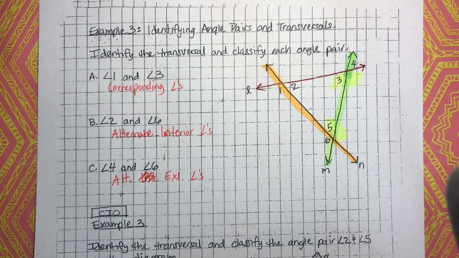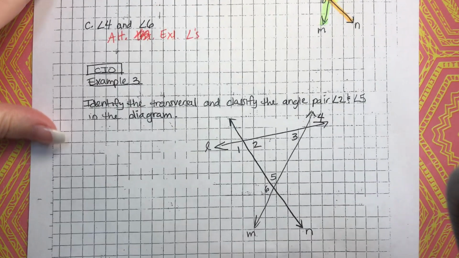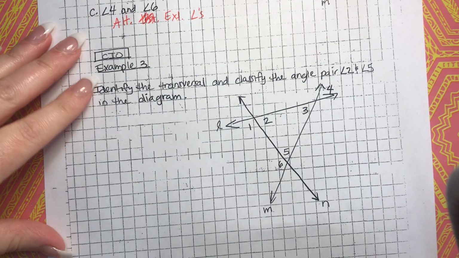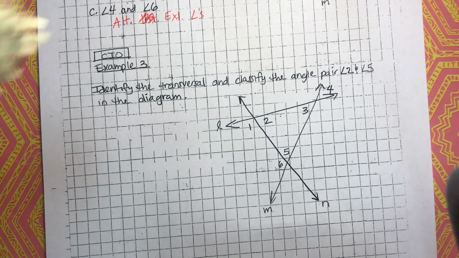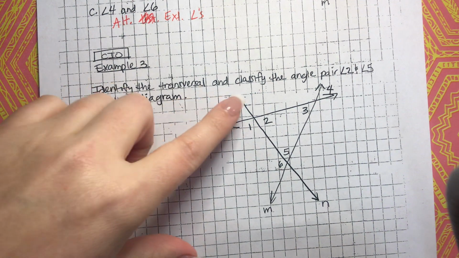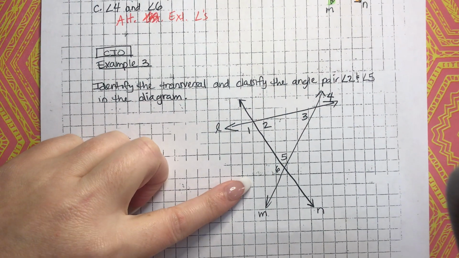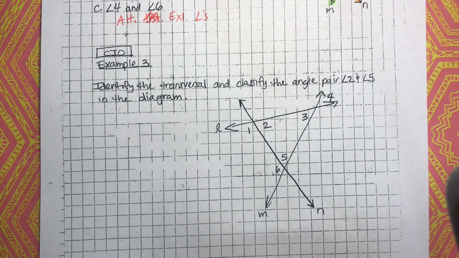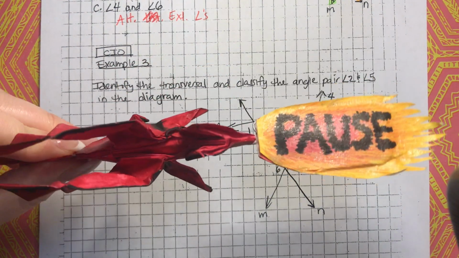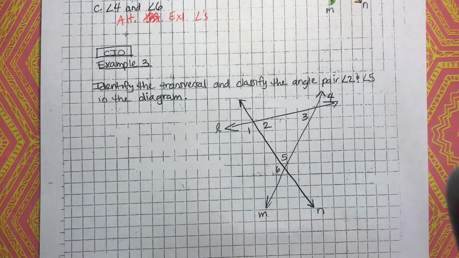Okay? Perfect. So now it's your turn to check it out for example 3. Here is the pause dragon, and what you need to do is identify the transversal and classify the angle pair, angle 2 and angle 5 in this particular diagram. So go ahead and figure that out. Pause. When you get done, press play, and we'll talk about it.